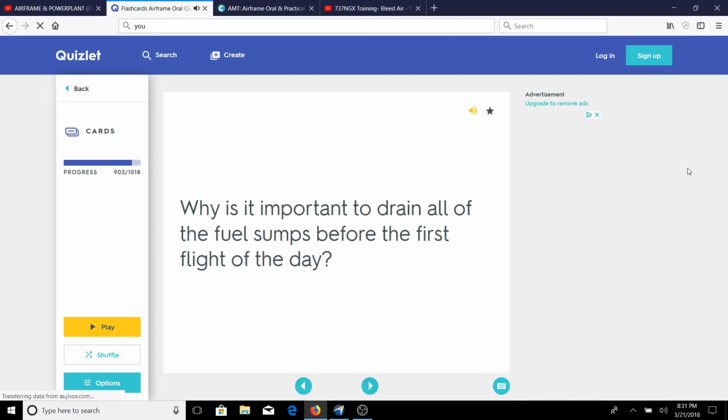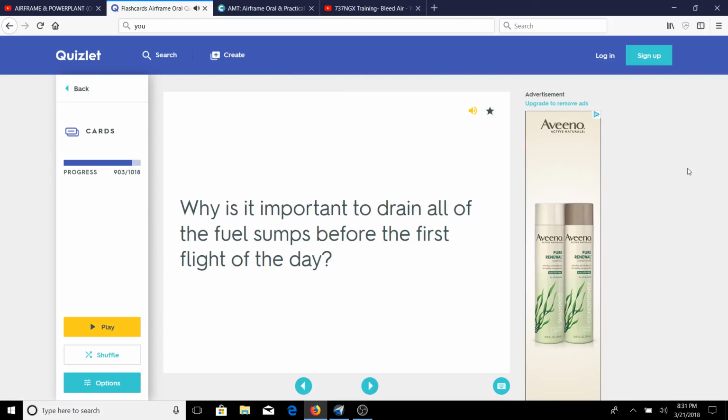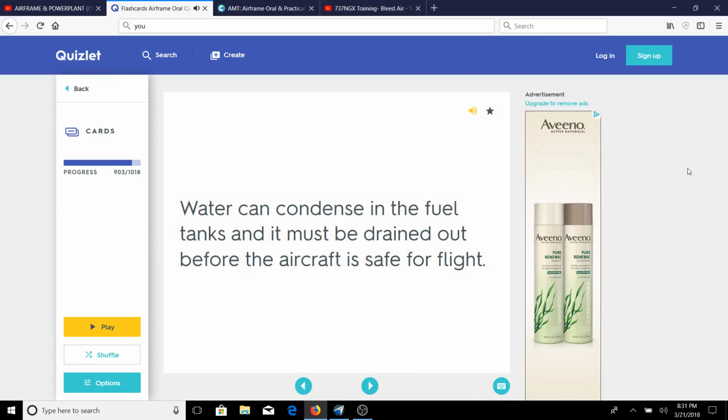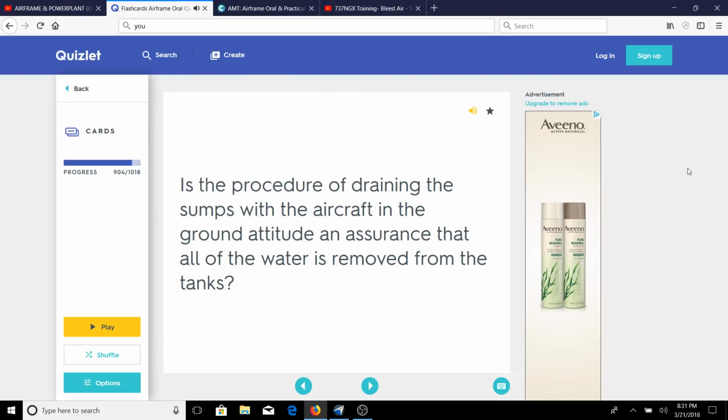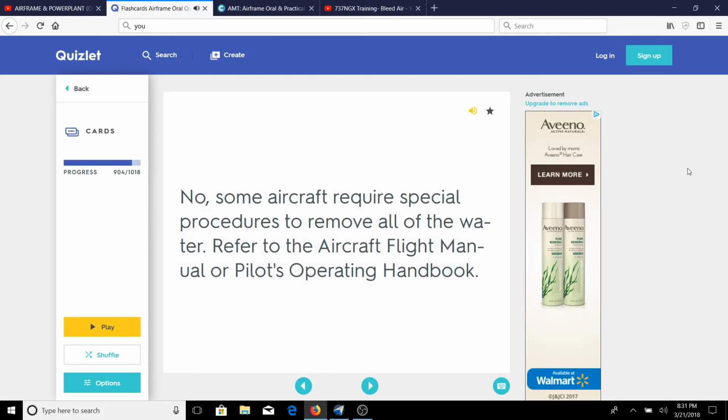Why is it important to drain all of the fuel sumps before the first flight of the day? Water can condense in the fuel tanks and it must be drained out before the aircraft is safe for flight. Is the procedure of draining the sumps with the aircraft in the ground attitude an assurance that all of the water is removed from the tanks? No, some aircraft require special procedures to remove all of the water. Refer to the aircraft flight manual or pilot's operating handbook.